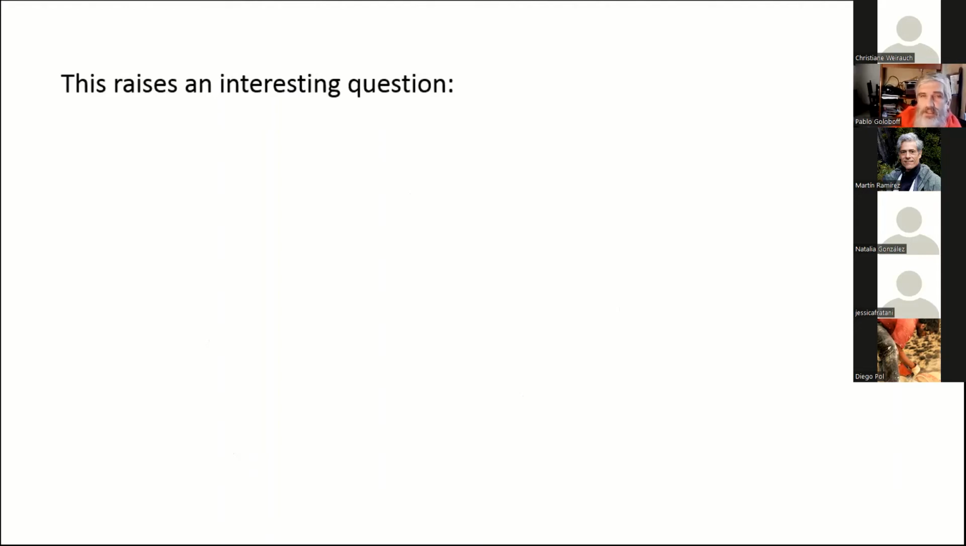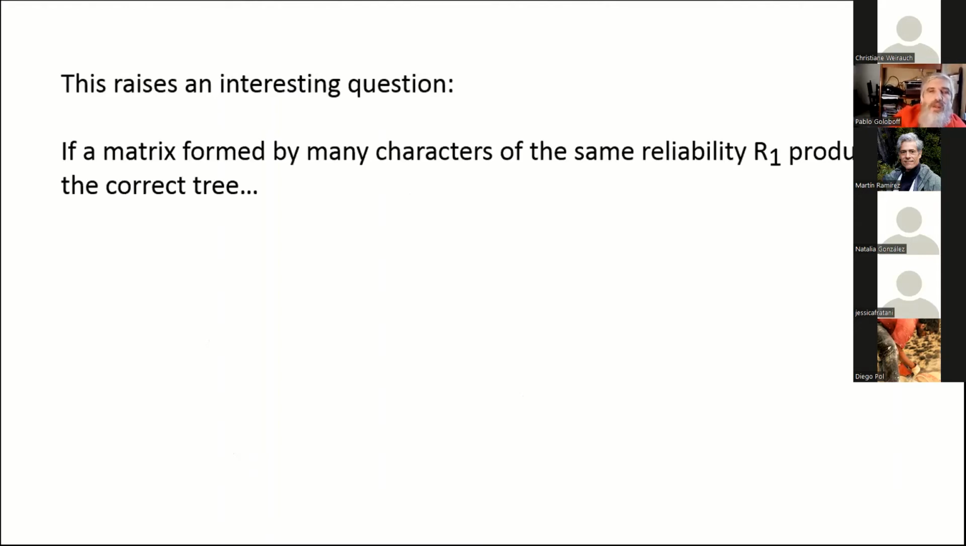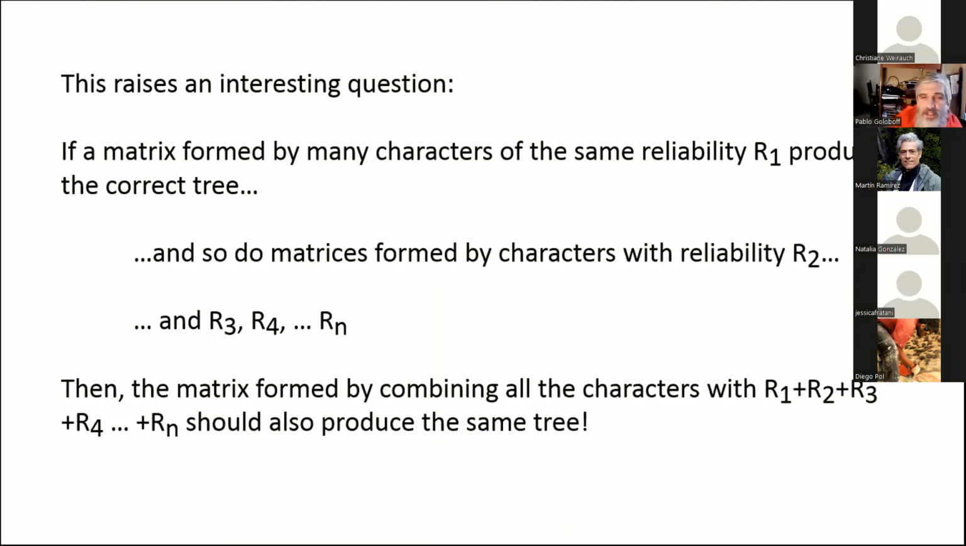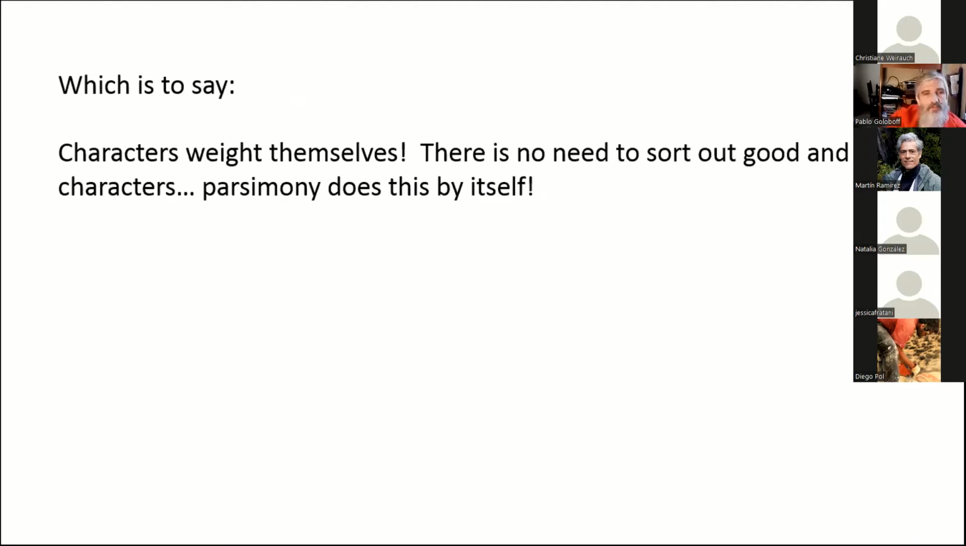Now, this raises an interesting question, and this is the crux of this talk. If a matrix formed by many characters of the same reliability, R1, produces the correct tree, and so do matrices formed by characters with reliability R2 and R3, 4, all the way to N, then the matrix formed by combining characters with R1, 2, 3, all the way to N should also produce the same tree. Every matrix individually gives the same tree, so all combined they give the same tree. Which is to say, characters weigh themselves. There is no need to sort out good and bad characters.